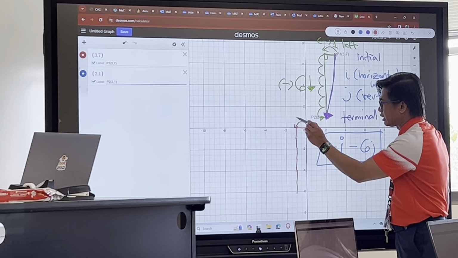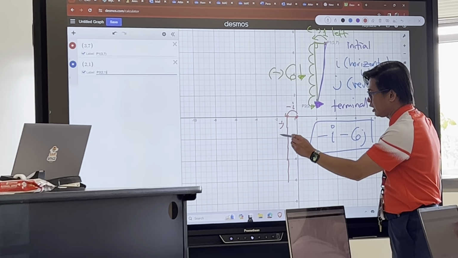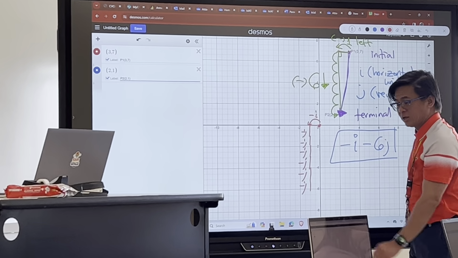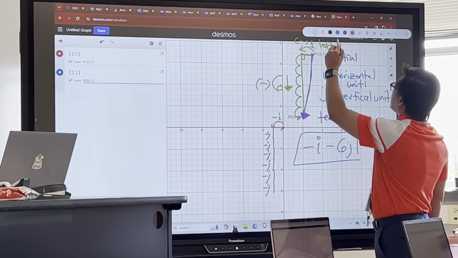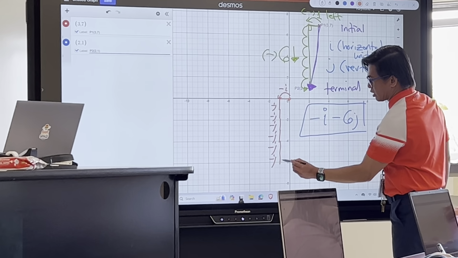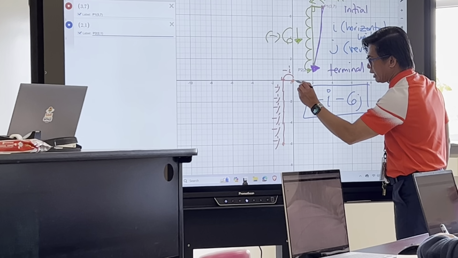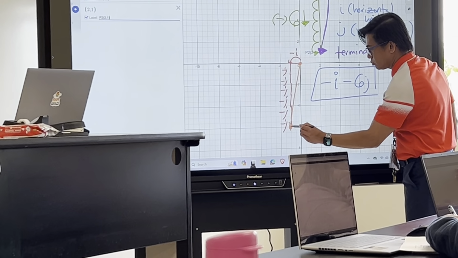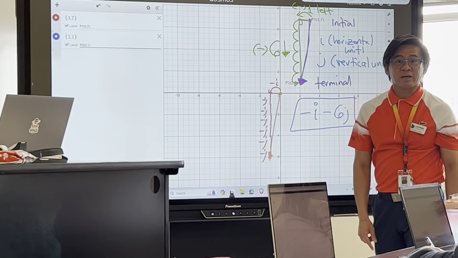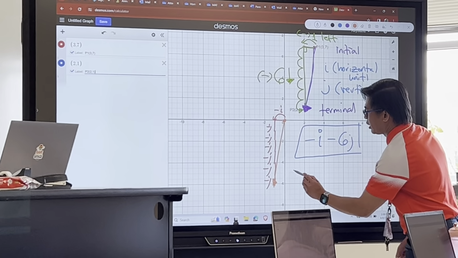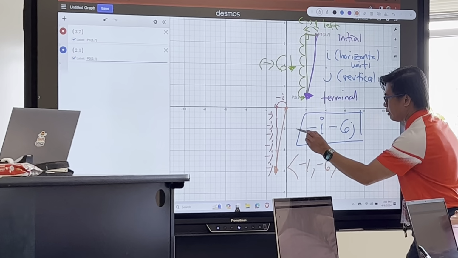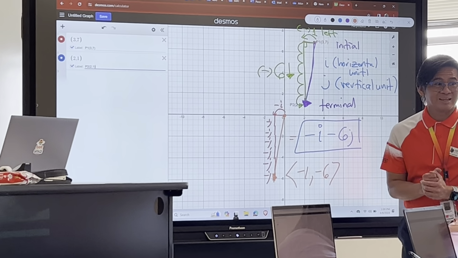5, 6. So that's negative I, and then negative J, six times, so 6 units down. Connect those two. Then that means this initial side and that terminal side, if I connect them, these two are the same vectors as well. So this can also be called vector negative 1, negative 6, or the same, negative I minus 6J.